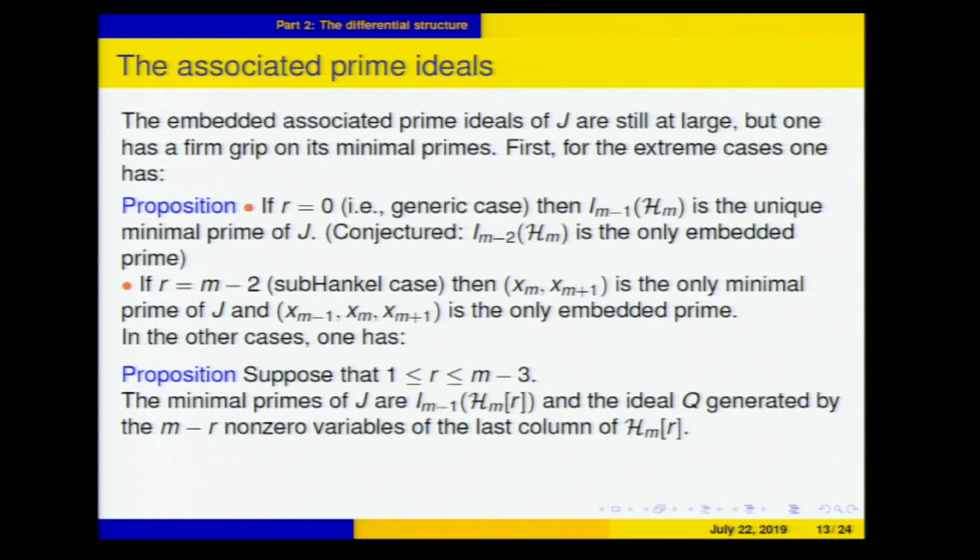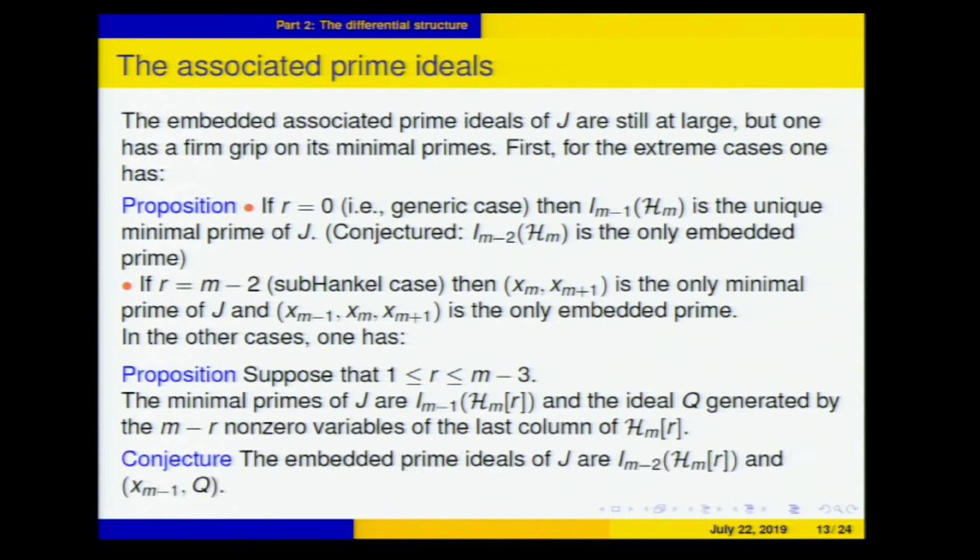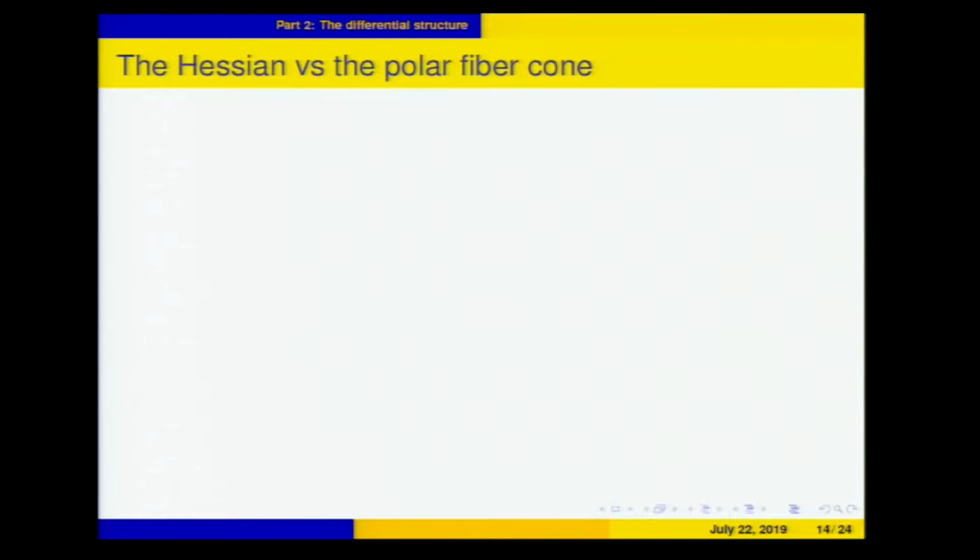So this ideal J tends to be very bad. It's not even unmixed in general, and certainly not clear that it's reduced either. And the conjectured embedded prime ideals are the next one, and also this strange one where you take again this non-zero and then add up this. Okay, at this point it becomes a little bit technical.